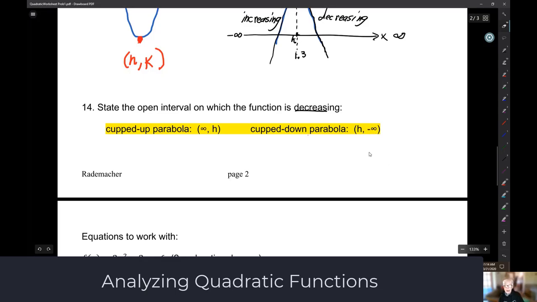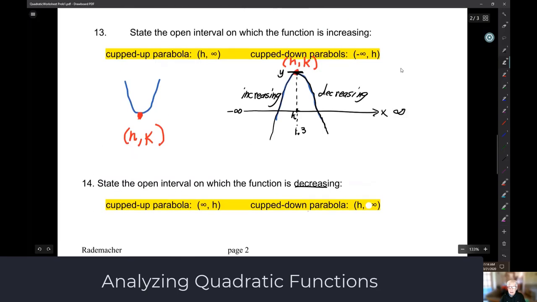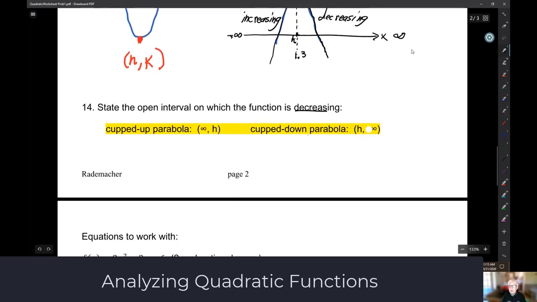Yes, okay, I've got to get rid of that. And I will at some point. Oh, I can't. All right, well, I'll show them. So our interval of increase is going to be from negative infinity, way out here, into 1.3, or 13 over 10, only parentheses, and down here from h to positive infinity, h is 1.3, so 1.3 to positive infinity. And that's the interval on which the function is decreasing.